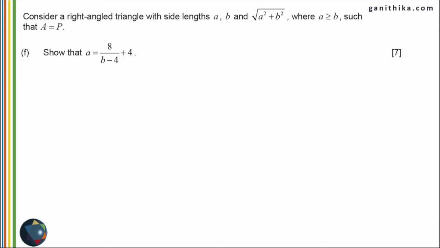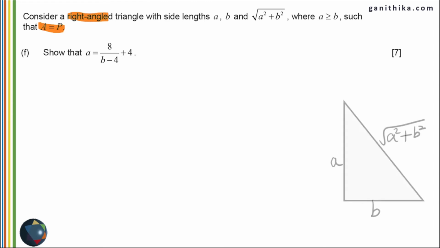Consider a right angle triangle with side lengths a, b and square root of a squared plus b squared. Obviously, using Pythagoras theorem, the hypotenuse is going to be square root of a squared plus b squared, such that the area is equal to P. We are still in the area equal to P condition, but now we have moved on to a right angle triangle. In this case, it is not an equilateral triangle. We have to show that a equals an expression in terms of b, which means we have to find a in terms of b. Simply speaking, the condition is A equal to P and it is a right angle triangle.